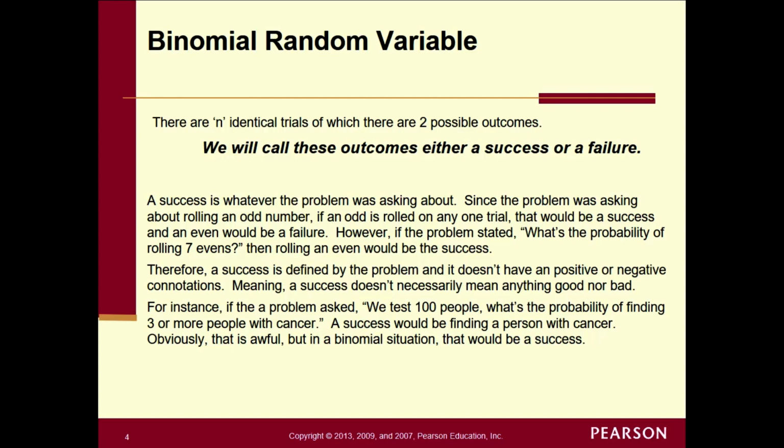For instance, if the problem asked, we test 100 people, what's the probability of finding 3 or more people with cancer? Well, since the problem was asking about people getting cancer, success would be finding a person, unfortunately, with cancer. Obviously, this is not a very good situation, but in the binomial situation, this would be a success. So it's just how the problem is defined.